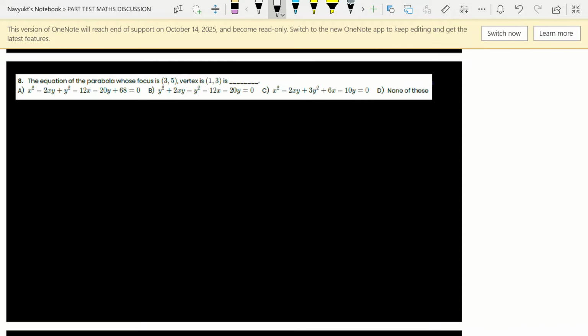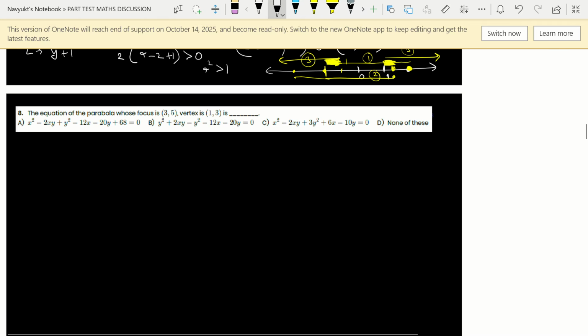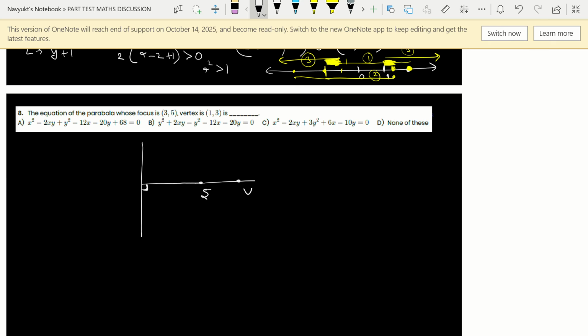Okay, let's get to our eighth question. The equation of the parabola whose focus is 3, comma 5, vertex is 1, comma 3. Okay, fine. So as we know, for any parabola, if we try to draw, there is one condition which is fulfilled: the vertex, the focus, let's say S, and the directrix. The perpendicular, if I draw it from the directrix passing through the focus, will also pass through the vertex. Correct? As we know.